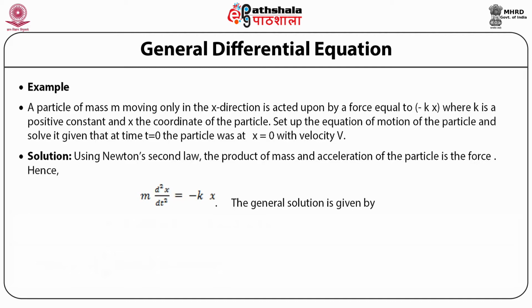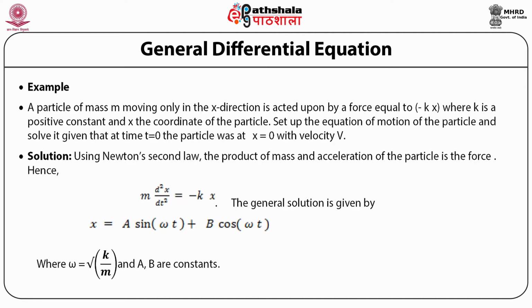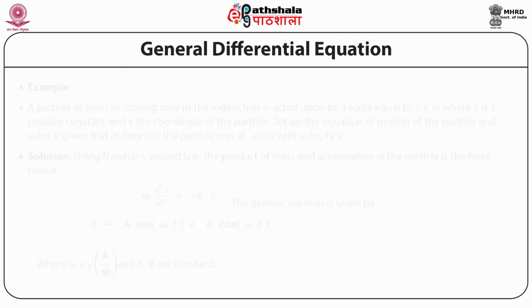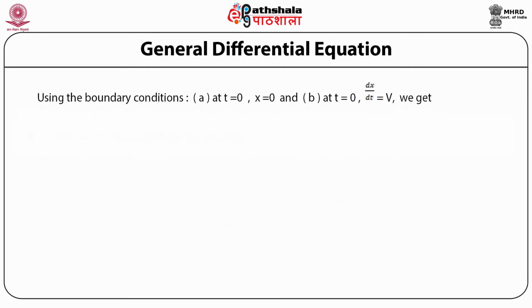Its general solution is very easy to obtain, as you can verify. That solution is x equal to a sine omega t plus b cosine omega t, where omega is the square root of k by m and a and b are constants. The constants a and b are to be evaluated from the initial conditions. So using the initial conditions that at t equal to 0, x is equal to 0, and dx by dt is equal to v, substituting in the solution, we immediately get b equal to 0 and a equal to v by omega, and this completes the solution.